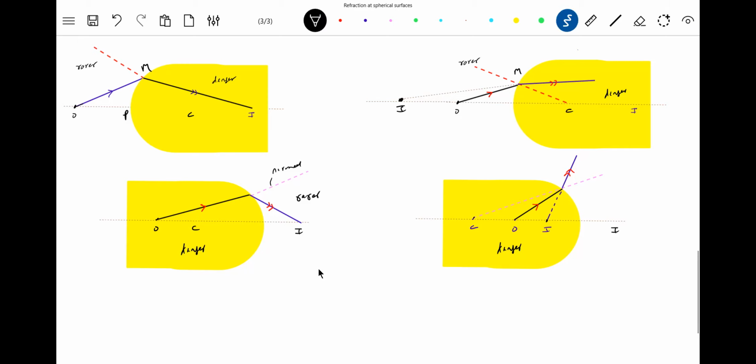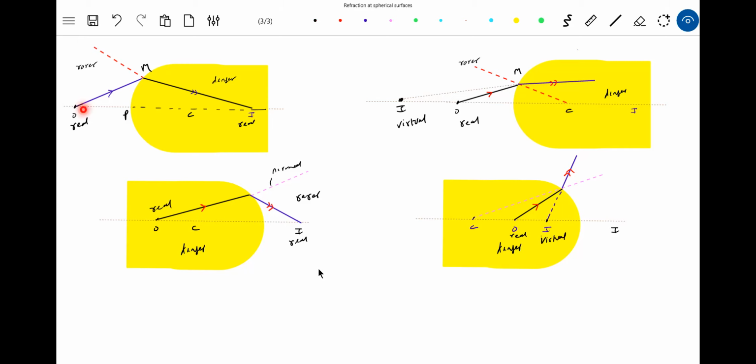So, can you say anything about the nature? This is a real object and we are getting a real image. This is the real object, and we are getting a virtual image. Here, for a real object, I am getting a real image. Here it is a real object, but the image is virtual.